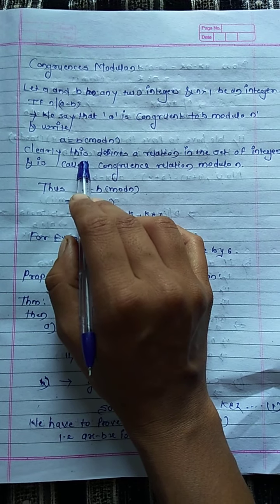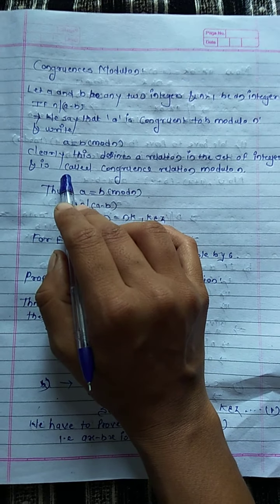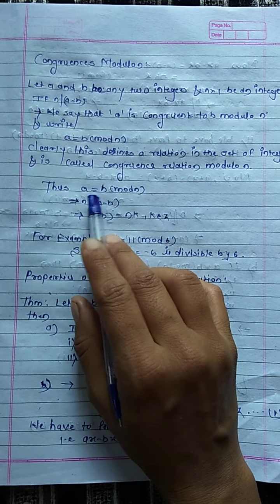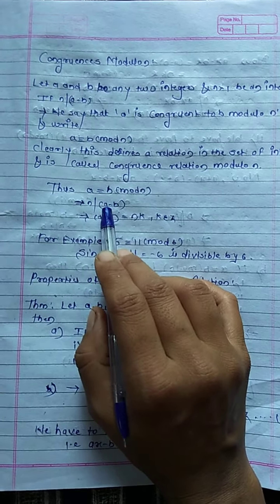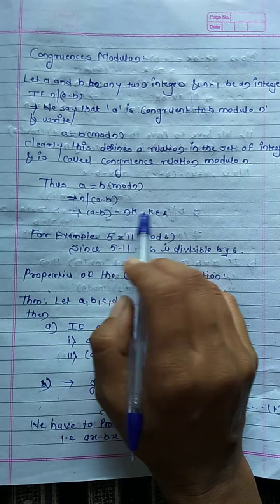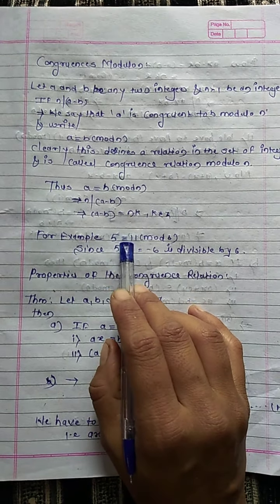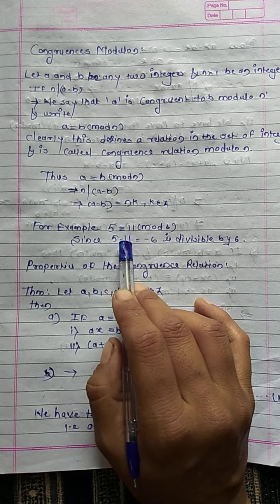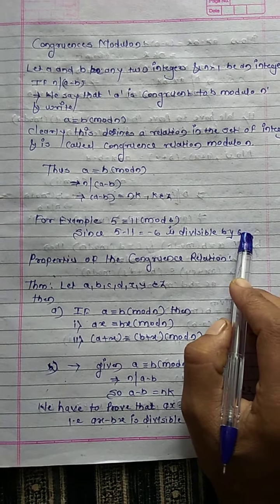Clearly this defines a relation on the set of integers, called the congruence relation modulo n. Thus, a congruent to b modulo n implies n divides a minus b, which implies a minus b is equal to nk for some k belonging to Z. For example, 5 is congruent to 11 mod 6, since 5 minus 11, that is minus 6, is divisible by 6.